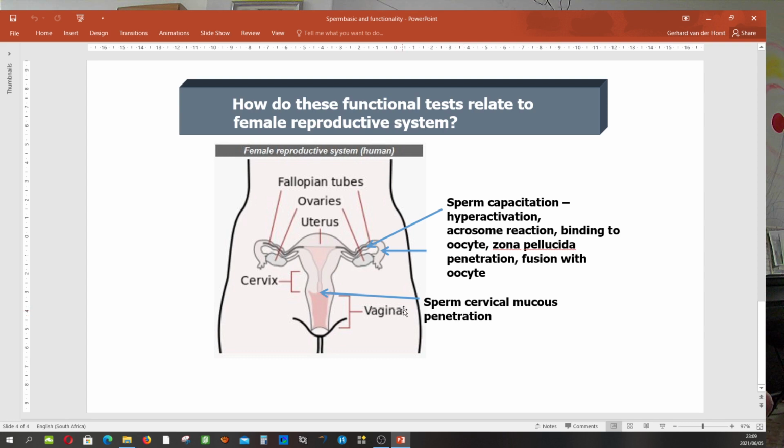Here, of course, is the cervix with the sperm cervical mucus penetration, and then the rest actually occurs in the fallopian tube, such as capacitation, hyperactivation, the acrosome reaction, and so forth. And so these are really the aspects where one needs to develop tests that relate to these important aspects of sperm in the female reproductive tract.